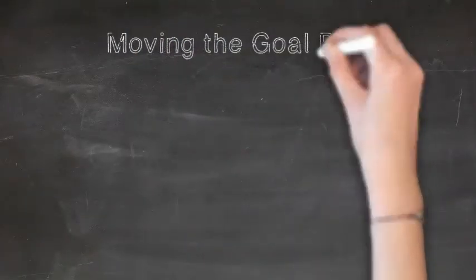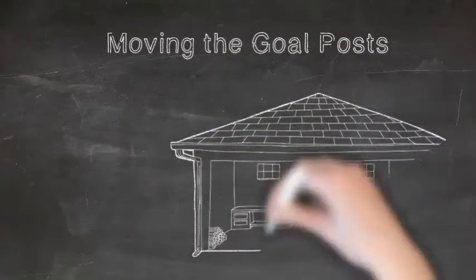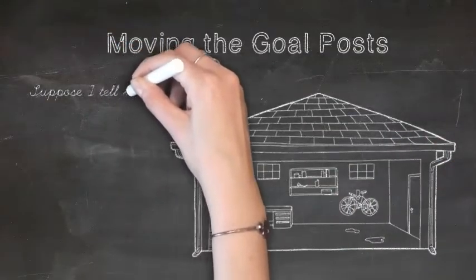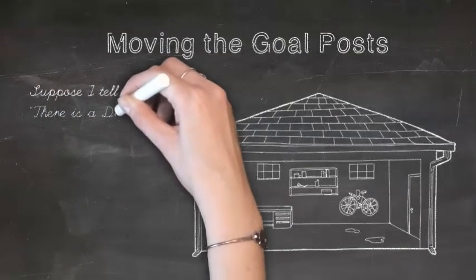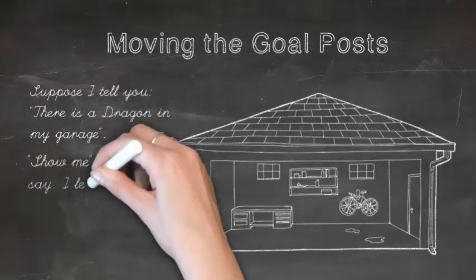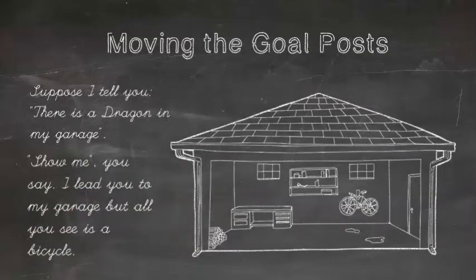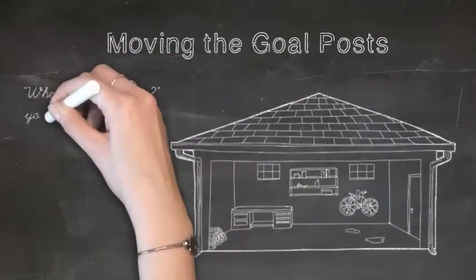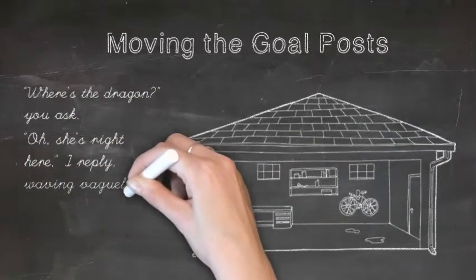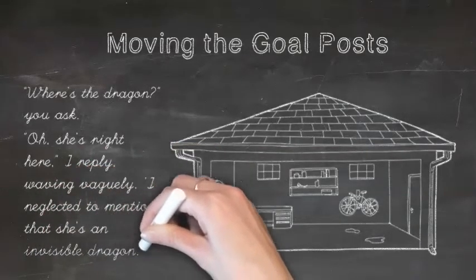Alright, so here's my last example, moving the goalposts. This story is by physicist Carl Sagan. And it's about the invisible dragon in my garage. So suppose I tell you that there's a dragon in my garage. Show me, you say. I lead you to my garage, but all you see is a bicycle. Where's the dragon, you say? Well, she's right here, I replied, waving vaguely. I neglected to mention that she's an invisible dragon.